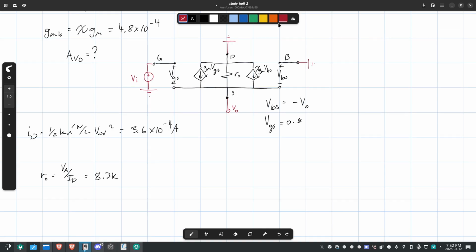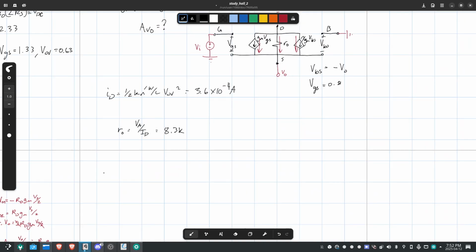What is VO? Well, we could just use current law. We could just assume the direction of all of them are coming in, right? So let's write this on this area below. We are going to have 0 is equal to GM VGS, because that's just a voltage source, plus 0 minus VO, right? From 0 coming across RO into VO, plus VBS, which we know is just negative VO. So we can turn that around to negative GM VO.